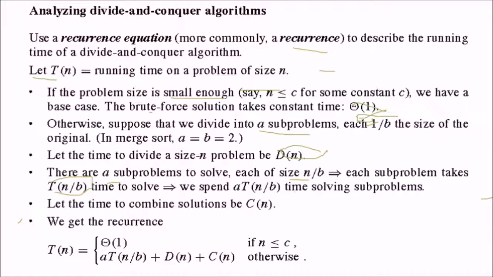But how much time do we spend? We have a subproblems, each taking T(n by b) time, so a times T(n by b) is the time to solve the subproblems. Let the time to combine solutions be C(n). So we took C(n), D(n), and then a T(n by b) from here, but theta 1 if n is less than or equal to c, so this is the base case.